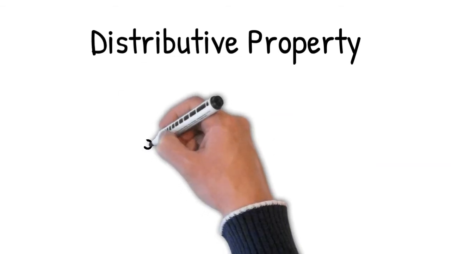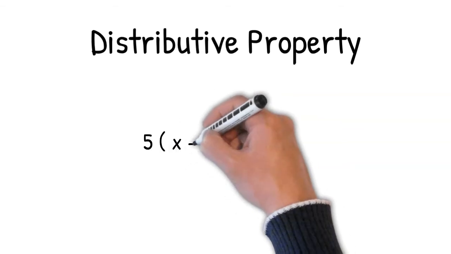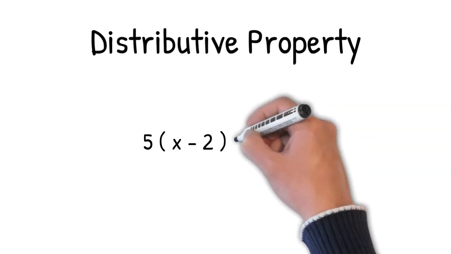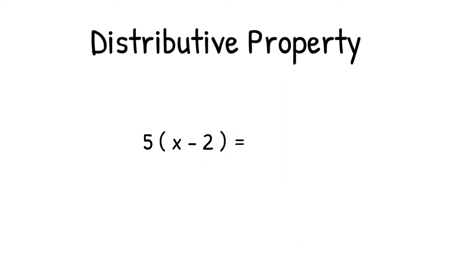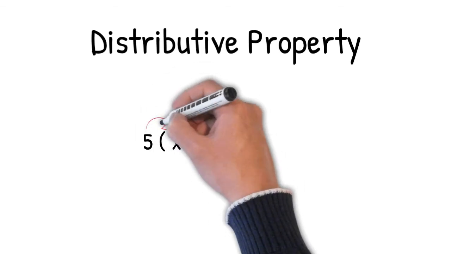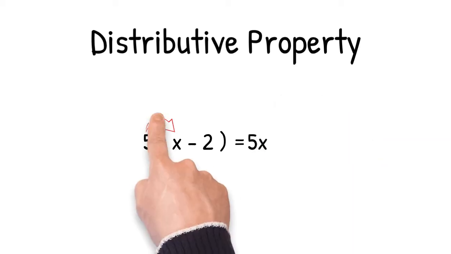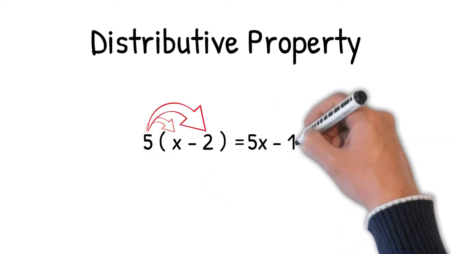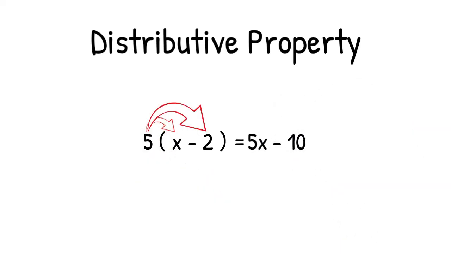Now let's use the distributive property on an algebraic expression: 5 times, in parentheses, x minus 2. First we want to distribute the 5 over the x minus 2. So 5 times x is 5x, and 5 times negative 2 is negative 10, and we end up with 5x minus 10.